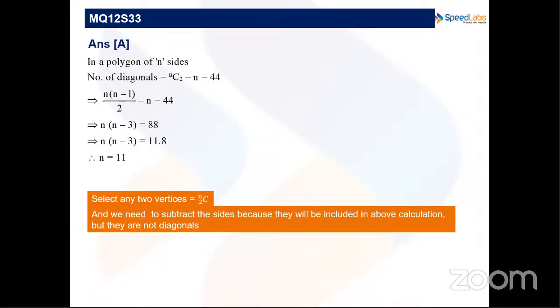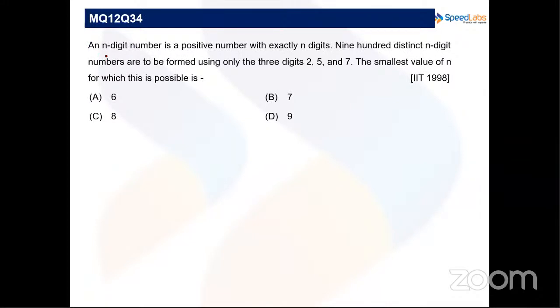Now moving to the next question. An n-digit number is a positive number with exactly n digits. 900 distinct n-digit numbers are to be formed using only the three digits 2, 5, and 7. Find the smallest value of n for which this is possible. So the number of numbers that we can form will be: for the first digit we have three options. We can use either 2 or 5 or 7. For the second, we again have three options. For the third, we have three options, and so on.